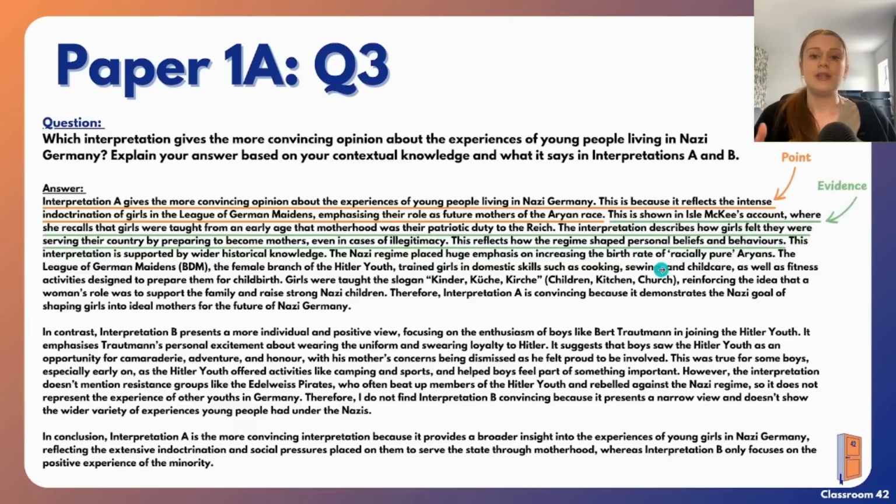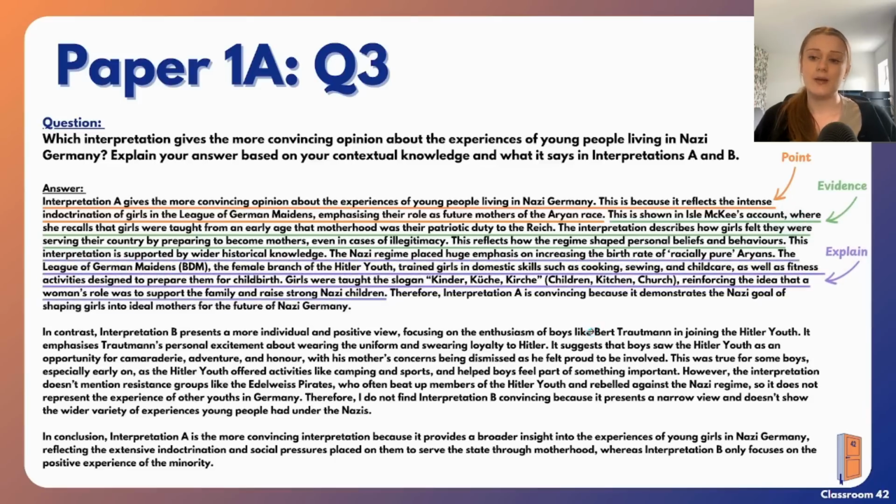So after we have given our point, then we need to add our evidence. So this is evidence from the interpretation. This might be quotes or paraphrasing of what the interpretation says. For this point, we're just talking about how this is shown in Mickey's account, where she recalls that girls were taught from an early age that motherhood was their patriotic duty to the Reich, and how girls felt that they were serving their country by becoming mothers.